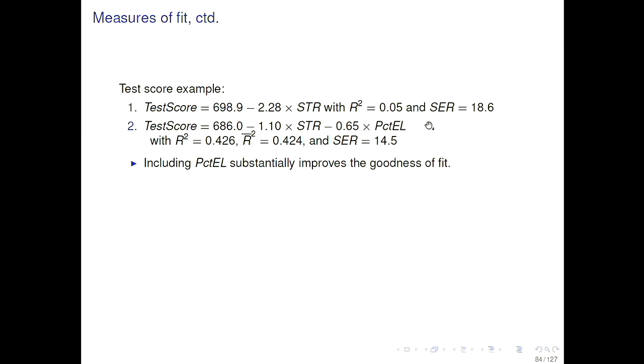Also, the standard error of regression shrinks. So the smaller, the better. When we are using this measure for goodness of fit, for the standard error of regression, the smaller the better. But for R square, the larger the better. R square takes value between 0 and 1.